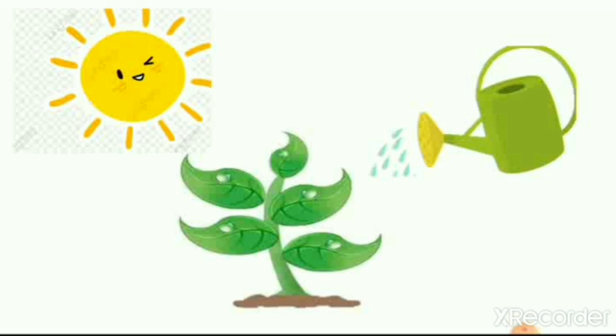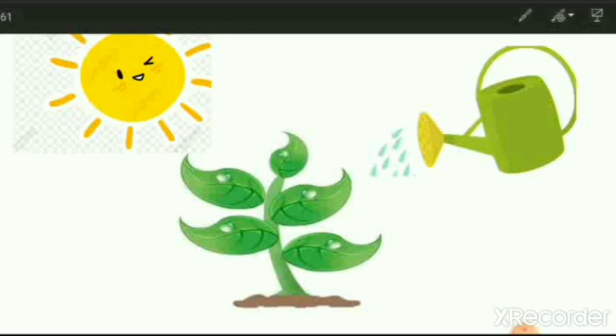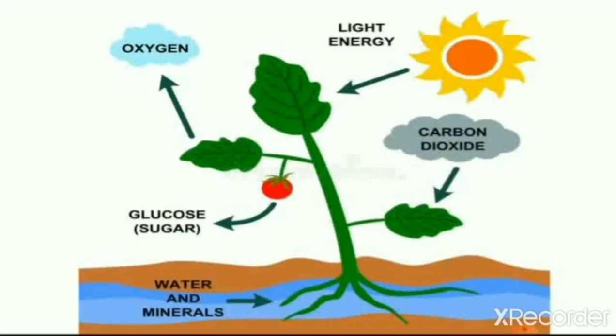So these three things the plant needs to make food: air, water and sunlight. And the leaf binds these things together and makes food for the plant. You can see here how the leaf makes food for the plant. Now here is a picture of how the leaf makes food for the plant and gives oxygen to us.